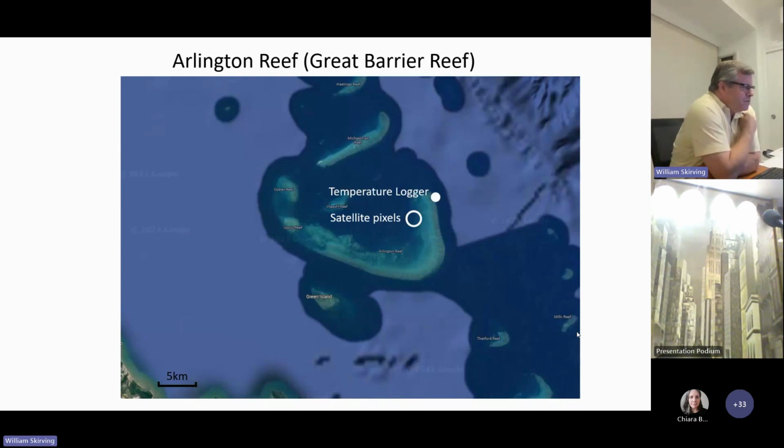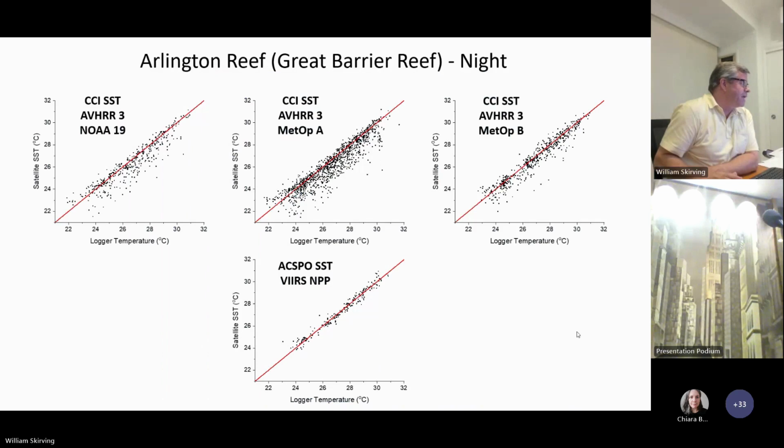So that 2 metres moves around a little bit, but on average, it's about 2 metre deep water. And the satellite pixels were just in from there. Later on, we'll do a better job of matching the two up. But you'll see that this isn't a big issue. This is a very well-mixed region.